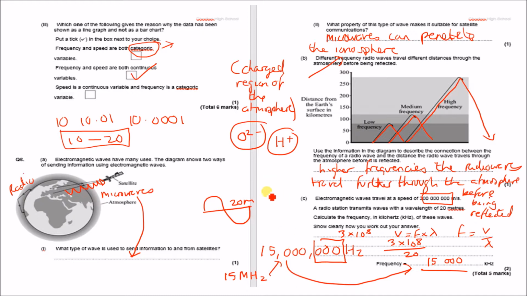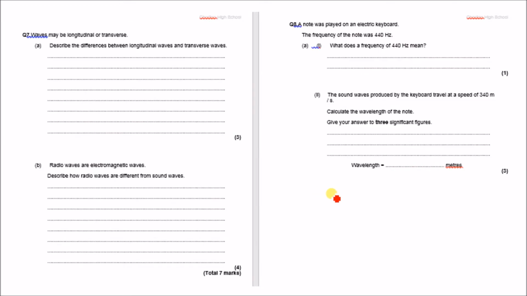So remember, we go mega is 1,000,000, kilo is 1,000, and then we've got hertz. So remember, you have to know these prefixes for your physics exam. Right, the next question. Waves may be longitudinal or transverse. Describe the difference between longitudinal waves and transverse waves.